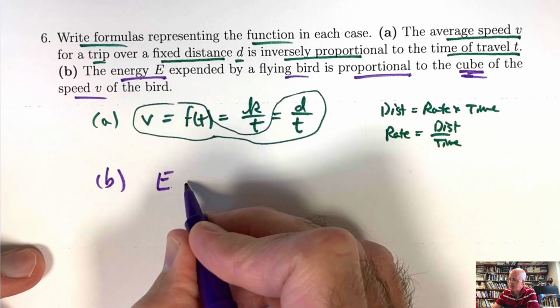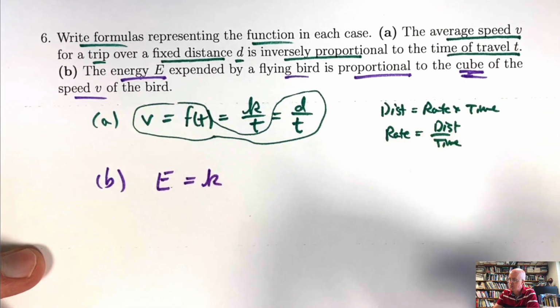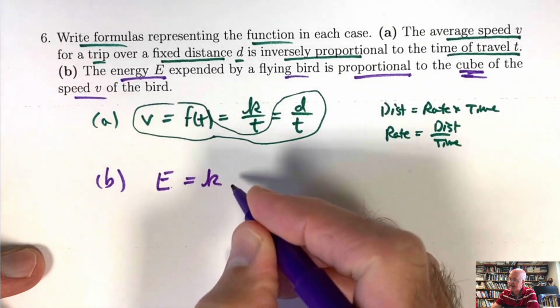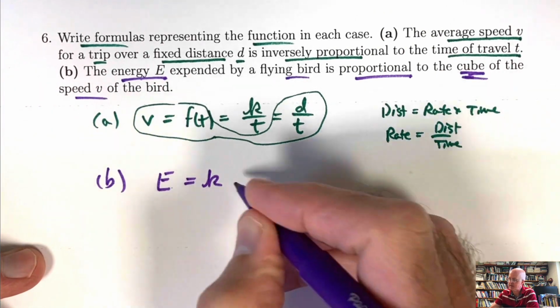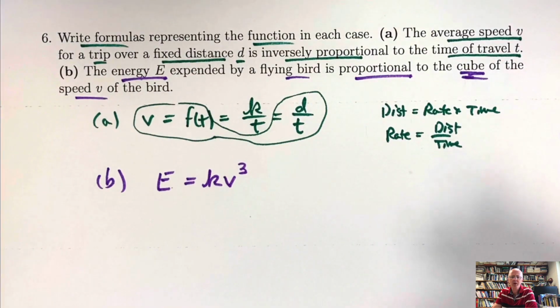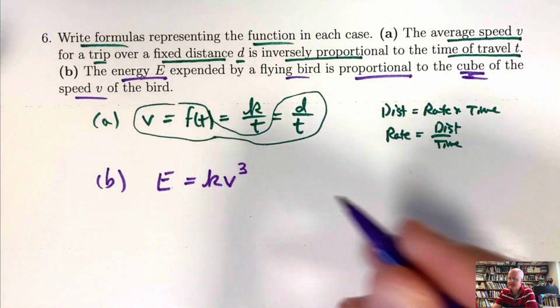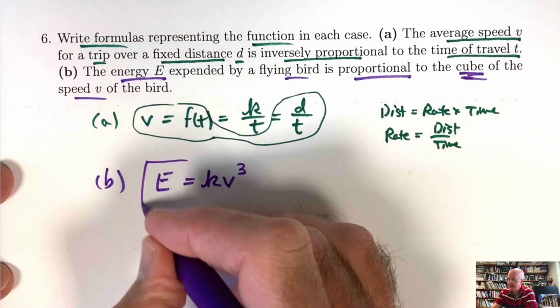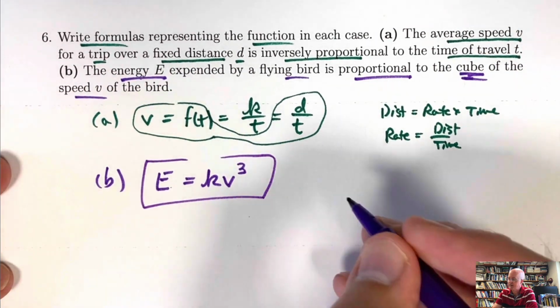There's some constant of proportionality, k, where E is k times the cube of the speed, k times v cubed. We're not given any more information. We can't specify what k is. That's the answer right there for some constant k.